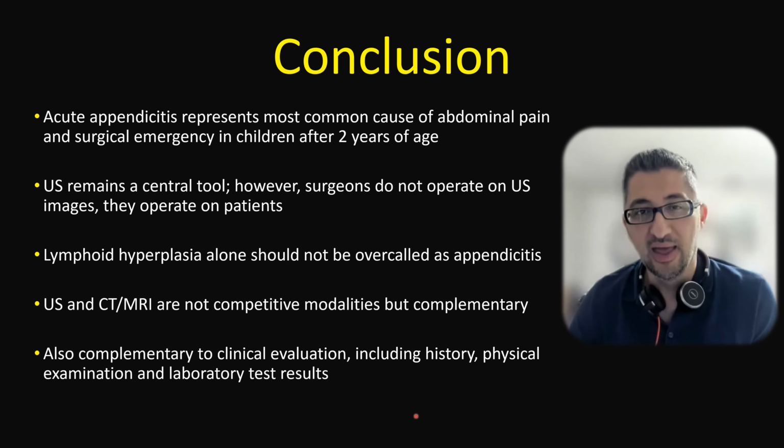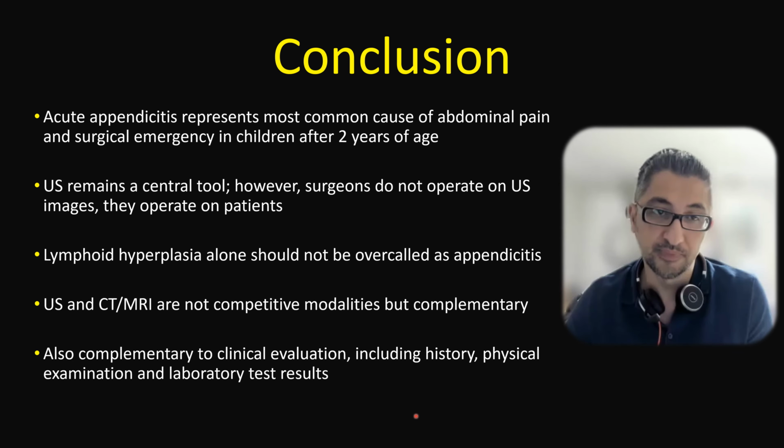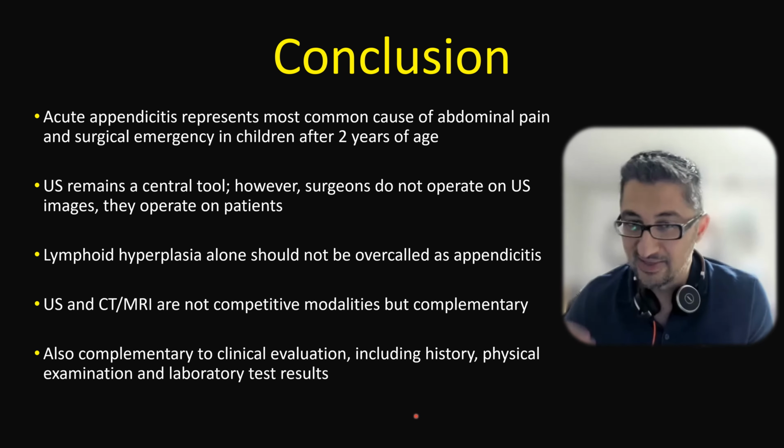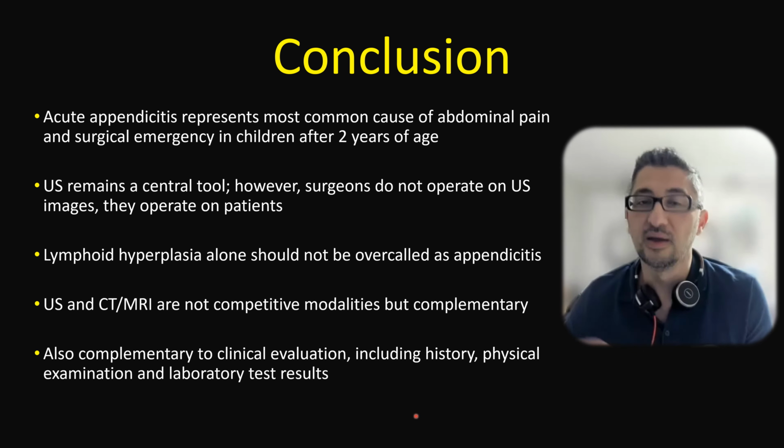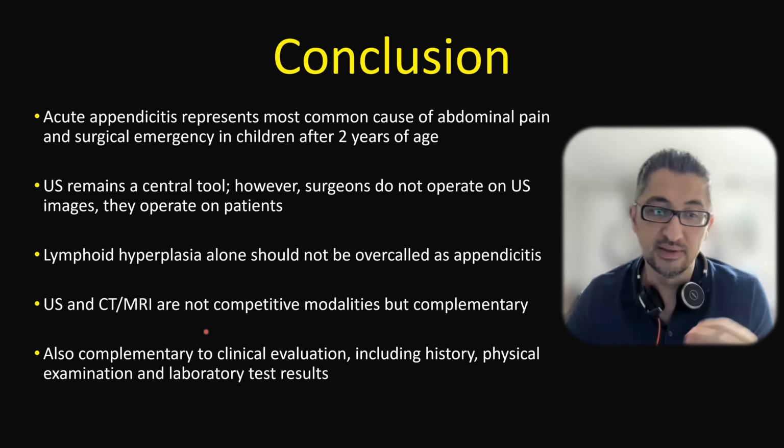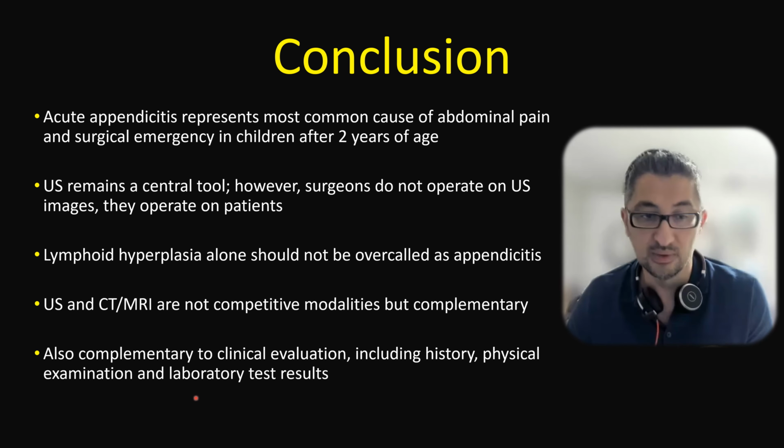In conclusion, acute appendicitis represents the most common cause of abdominal pain and surgical emergency in children after 2 years of age. Ultrasound remains a central tool. However, surgeons do not operate on ultrasound images, they operate on patients. Lymphoid hyperplasia alone should not be overcalled as appendicitis. Ultrasound and CT are not competitive modalities, but complementary. Also complementary to clinical evaluation, including history, physical examination, and laboratory test results.